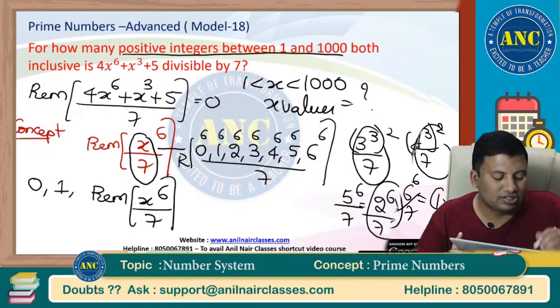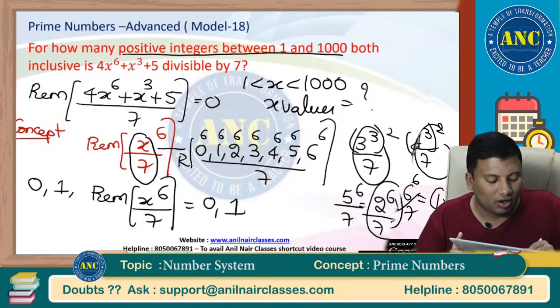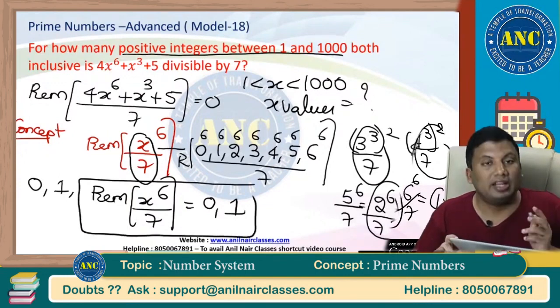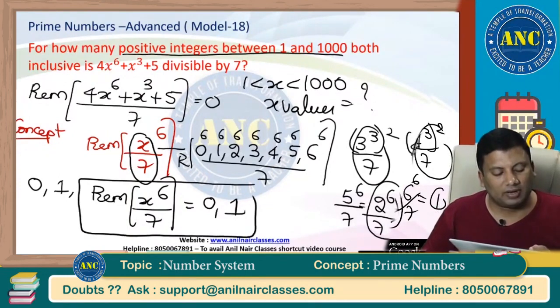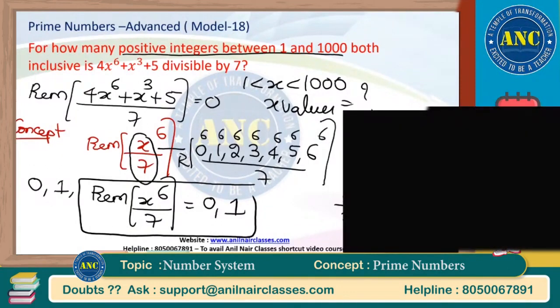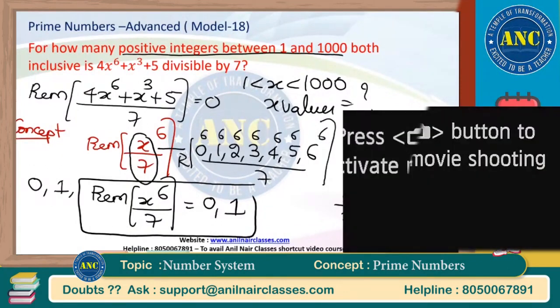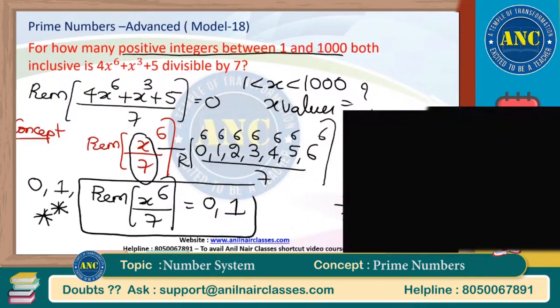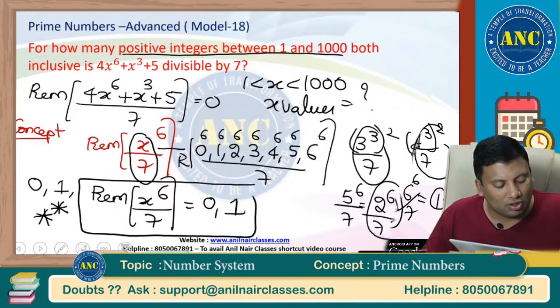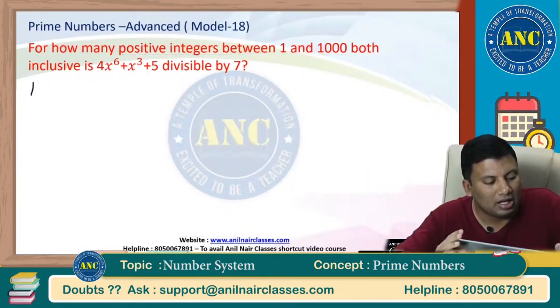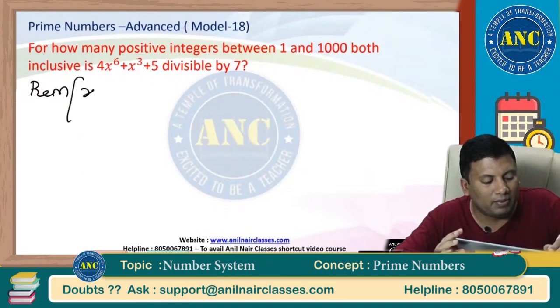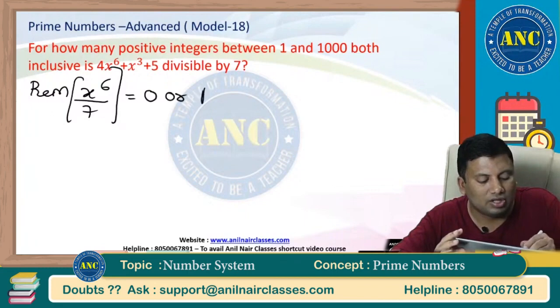Remainder 1: x power 6 divided by 7 will always give values either 0 or 1. This step, I hope it is clear. Directly you can tell 0 or 1 by using Fermat's theorem, which I don't want to discuss right now. Now see here: you take any number, x power 6 divided by 7, I got remainder 0 or 1.